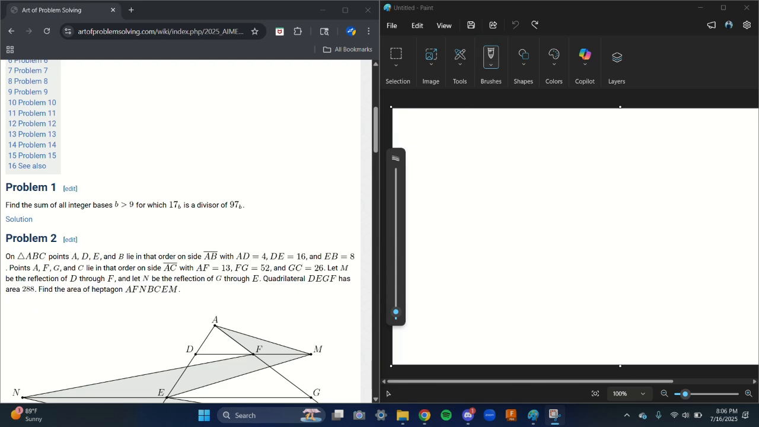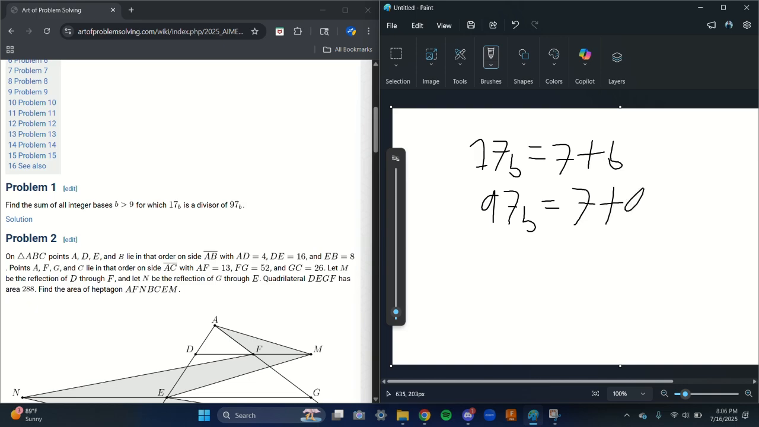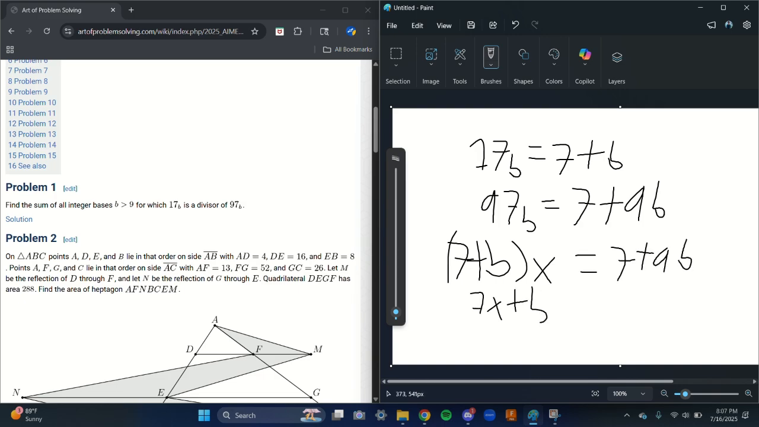Okay, so we can write 17 base b as 7 plus b. And we can write 97 base b as 7 plus 9b. Now, what this problem is saying, essentially, is that 7 plus b times some number x equals 7 plus 9b. So, we can write 7 plus b x for some number x equals 7 plus 9b. So, distribute the x to get 7x plus bx equals 7 plus 9b.